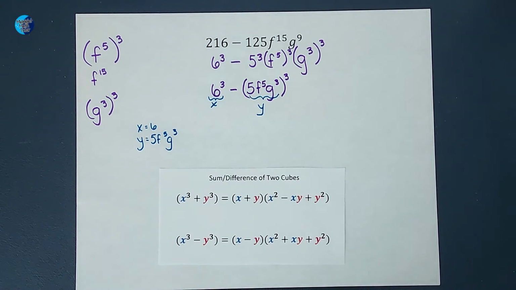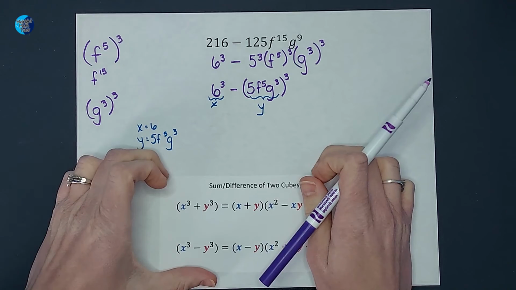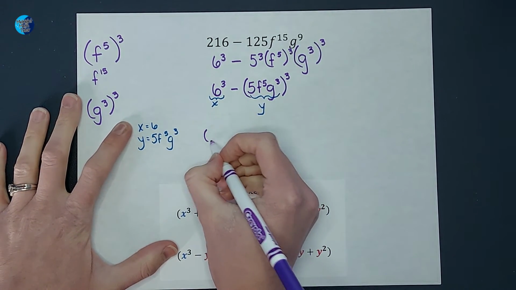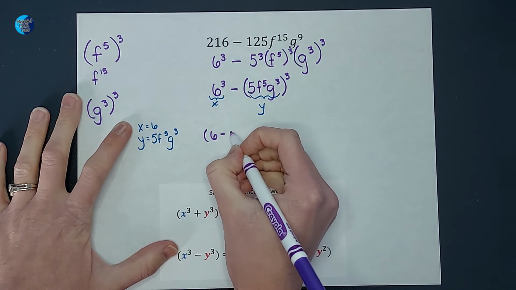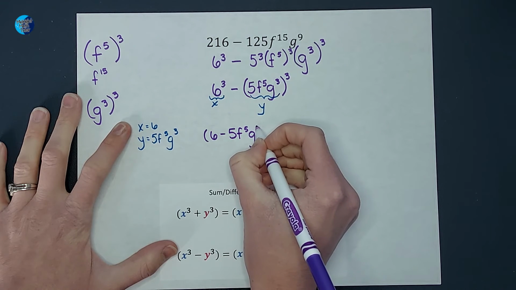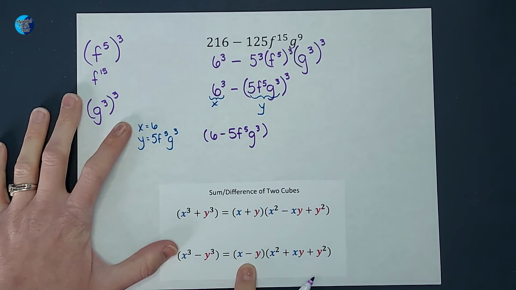So now I am just going to plug in x and y for all of these x's and y's. So first I have x minus y. Again, this is minus, so we're doing the difference. The only difference between them is those signs, but we need to make sure we do it correctly. So when I plug these in, I have x minus y. So I'm going to write it as 6 minus 5f to the 5th, g to the 3rd.